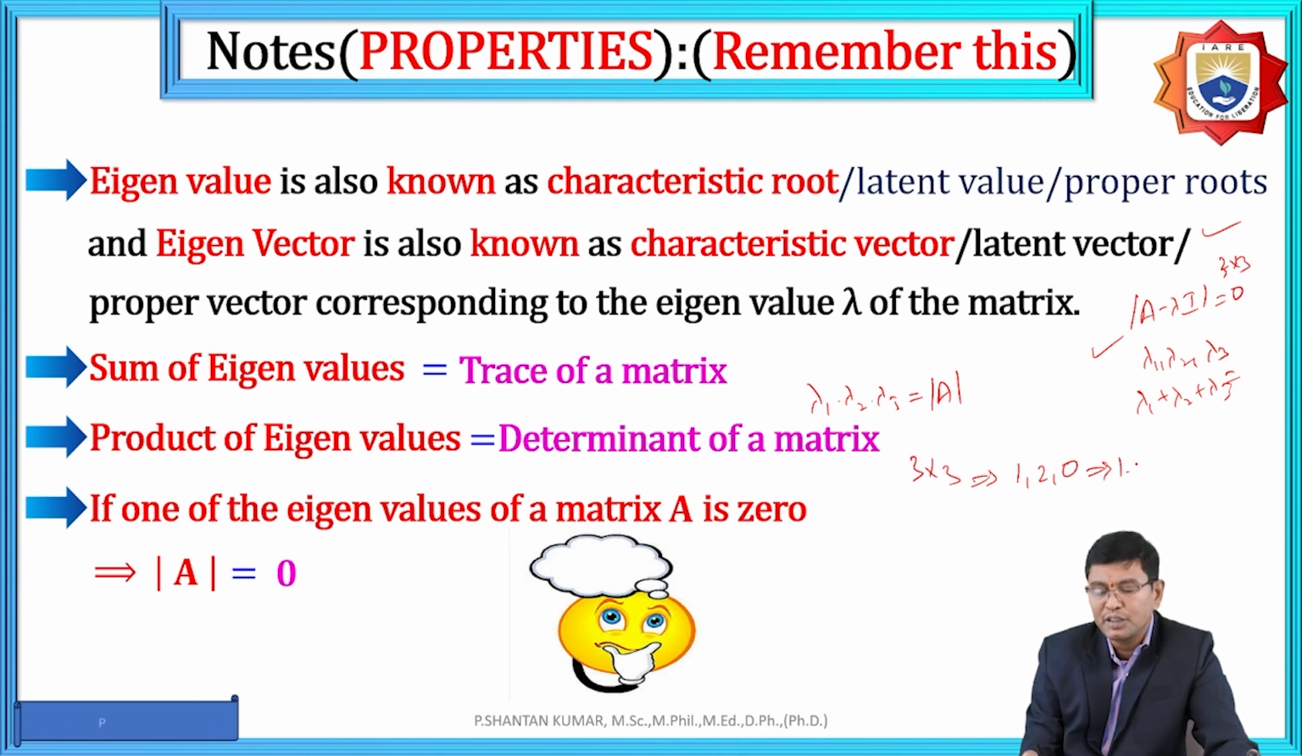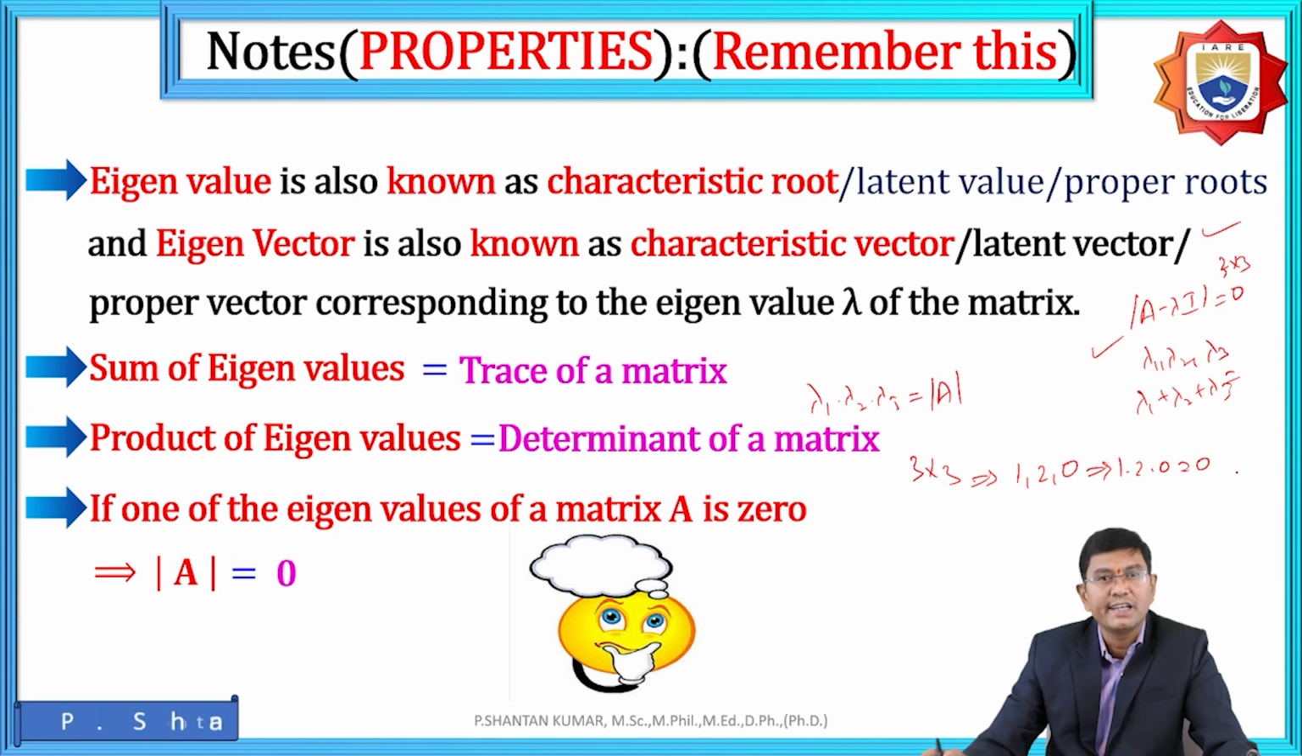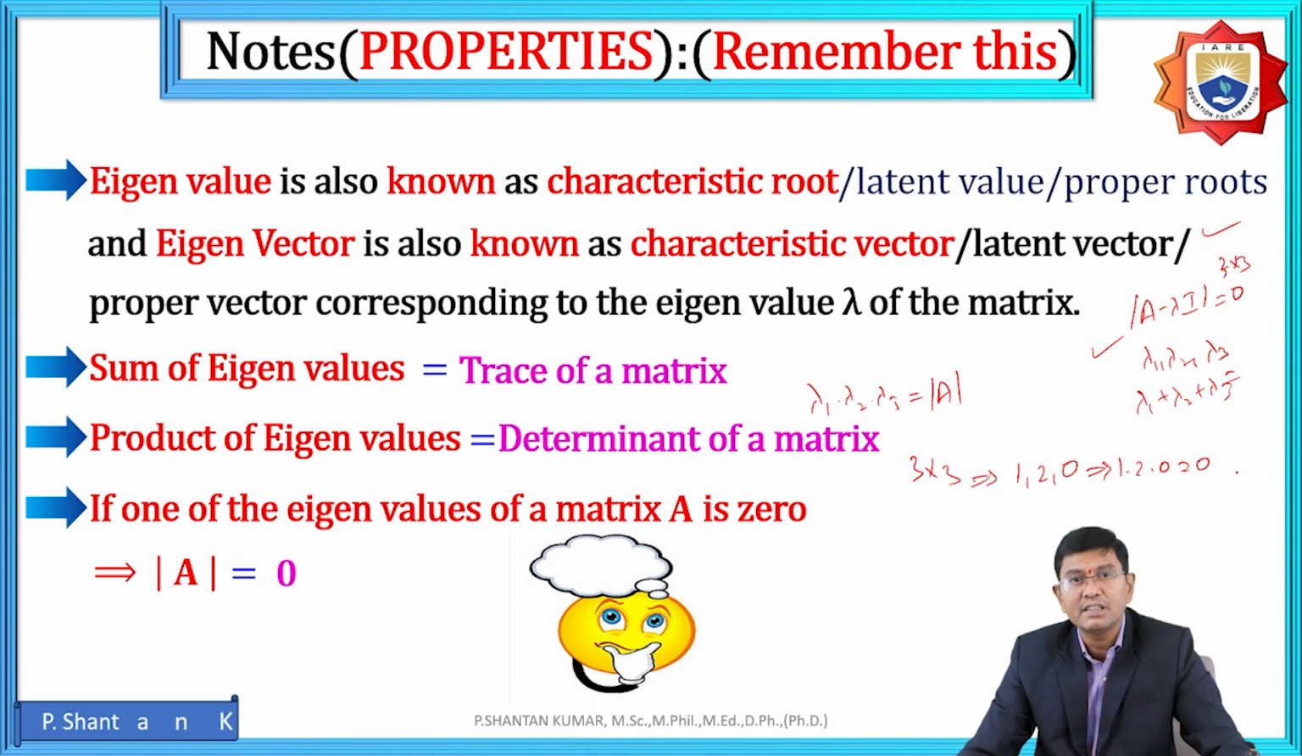The inverse does not exist because, as we know, the inverse is the adjoint of A divided by delta A, where delta is the denominator. If delta is equal to 0, the inverse does not exist. For that reason, if any one of the eigenvalues is 0, the inverse does not exist.